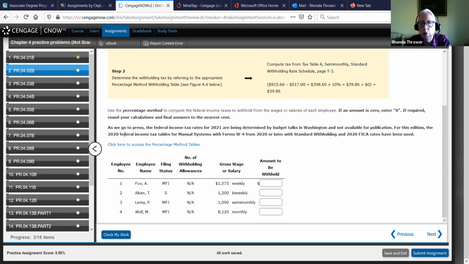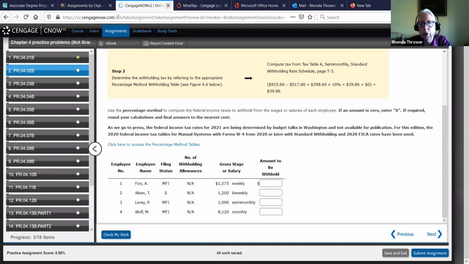Again, it's very important that you read this information in bold. Again, we're using the tax tables for 2020. We're going to use it with the standard withholding. And this is the percentage method this time. To access the table, I would click on this link. It's going to bring you to the link that we were at before. And just like before, I would suggest you write down some things.